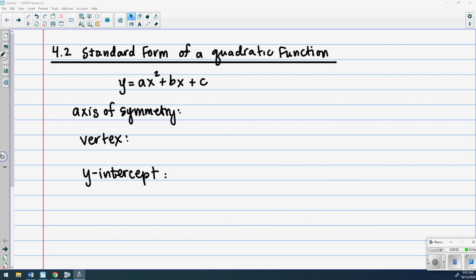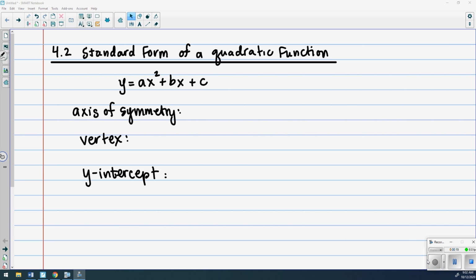In the last video, we took a look at graphing quadratic functions from vertex form using those translation rules. Not all quadratic functions will come at you from vertex form. Sometimes they'll be written in standard form. Standard form being y equals ax squared plus bx plus c.